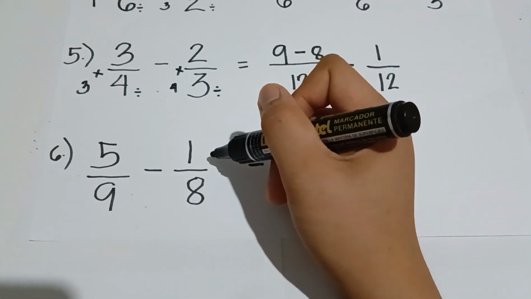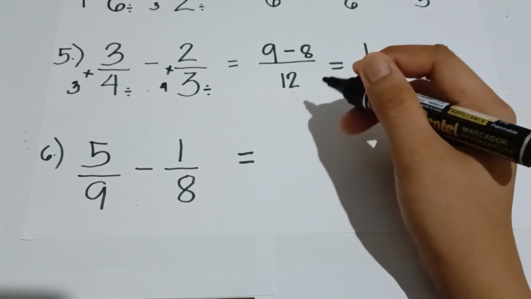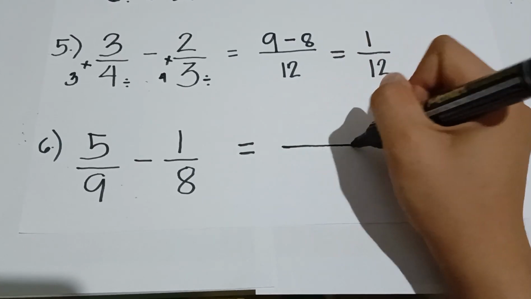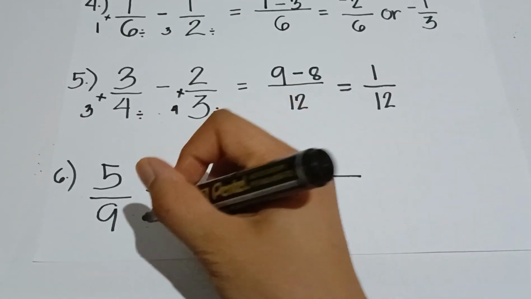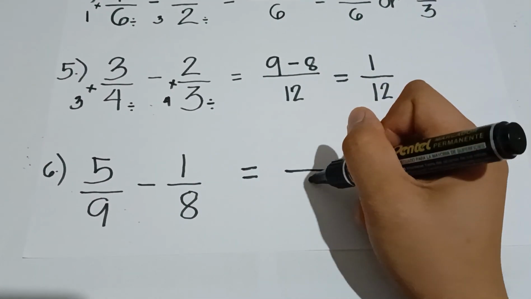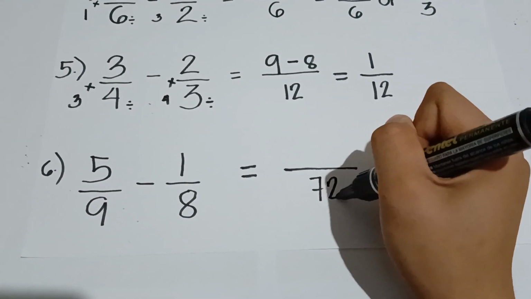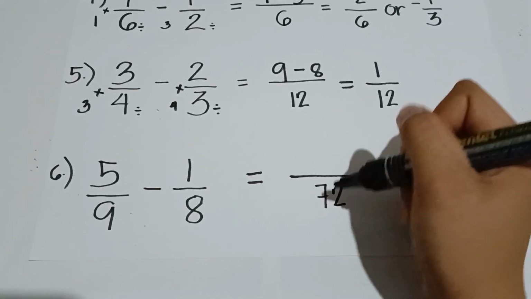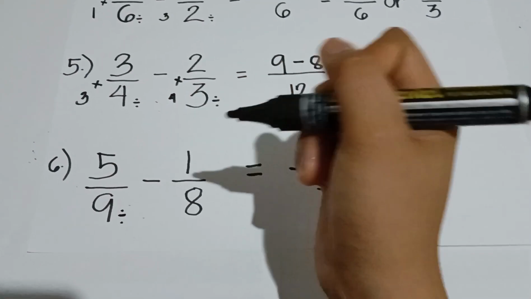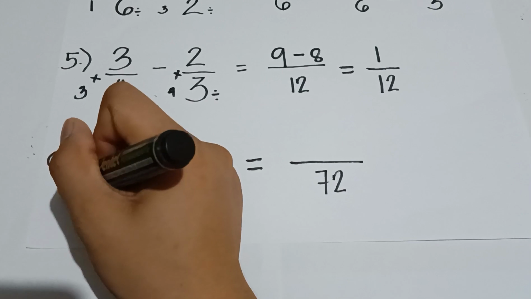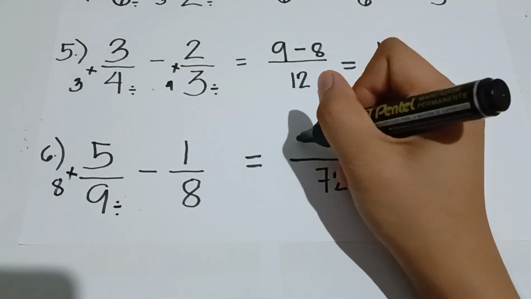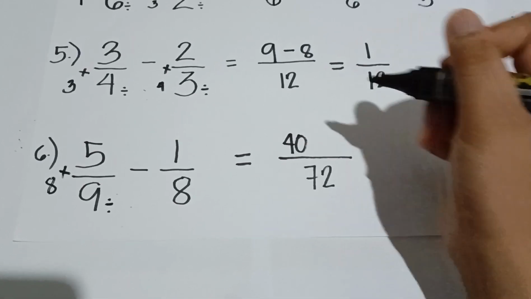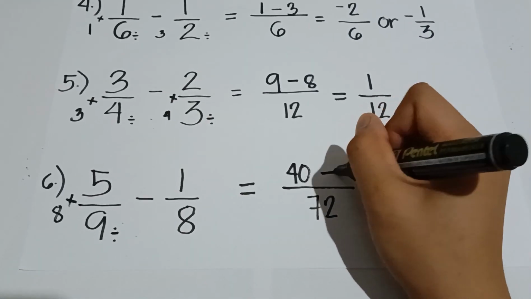Next, 5/9 minus 1/8. Again, we look for the LCD. What can be divided by 9 and can also be divided by 8? There is only one. That is 72. That is the least common denominator. 72 divided by 9 is equal to 8. And then we multiply the numerator, which is 5. 8 times 5 is 40.